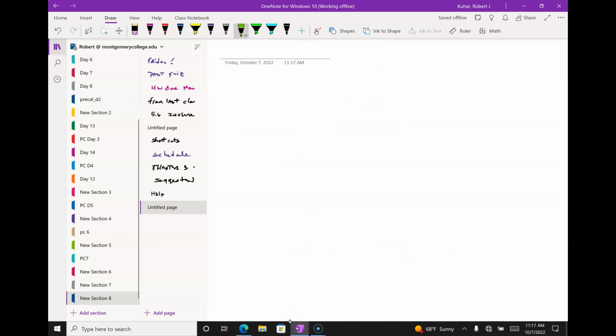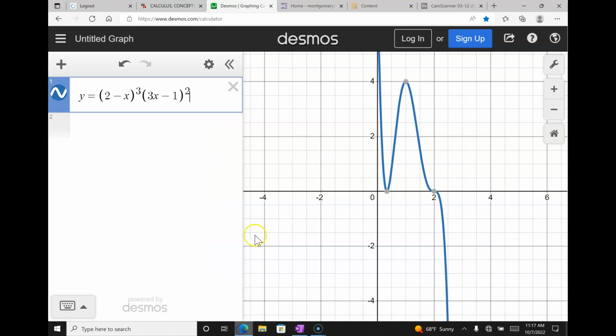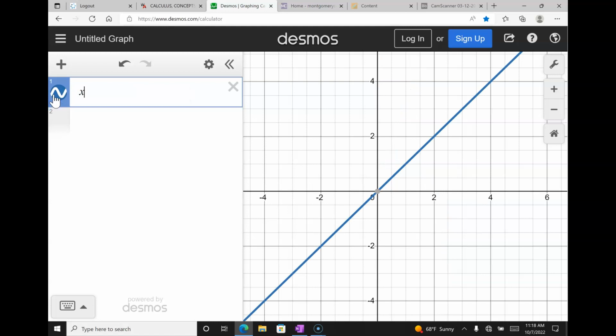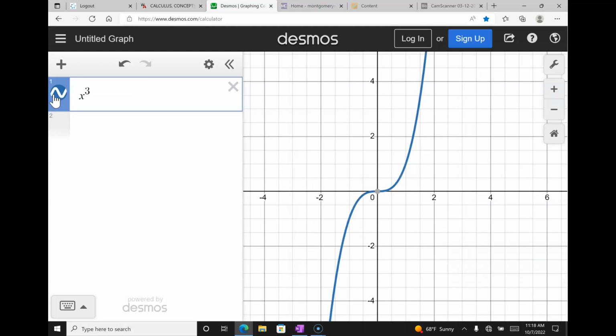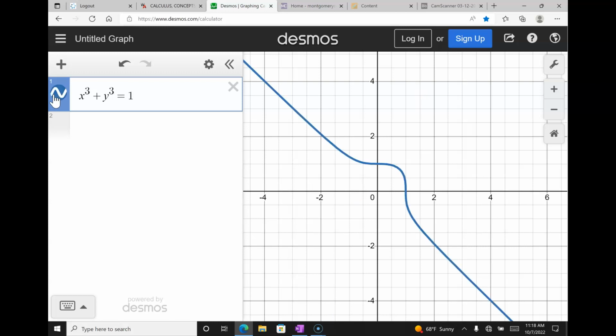So this is another one from Jack. It's x cubed plus y cubed equals 1. Is that correct? I have no idea what it looks like, but let's find out. X cubed plus y cubed equals 1. Nice. Very cool.